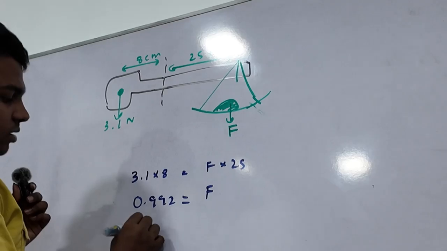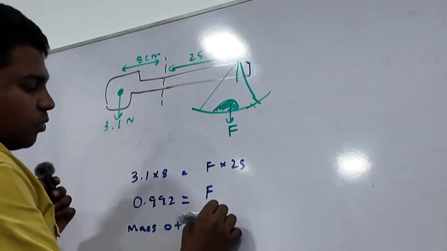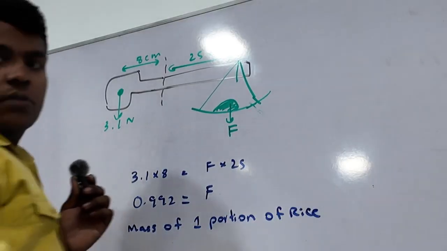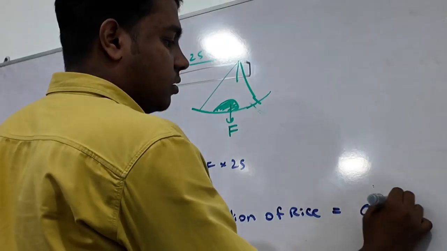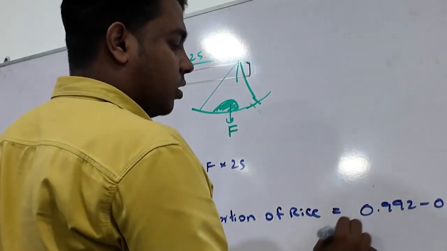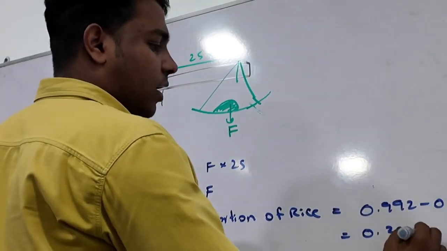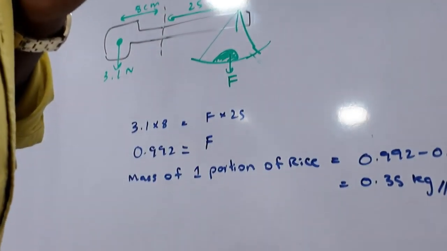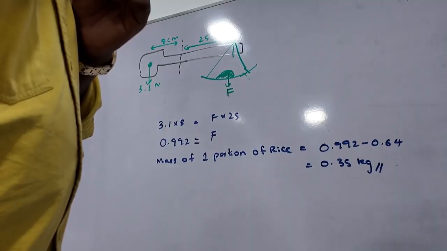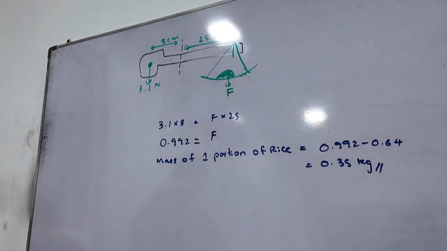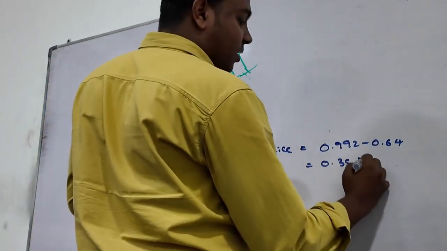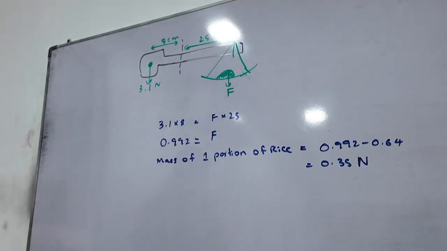So what is the mass of one portion of rice? 0.35? 35 kilograms? Is it kilograms? Let me just zoom out. Not kilograms, newtons. Sorry, my bad. 0.35 newtons. Yes. So, then what happens?